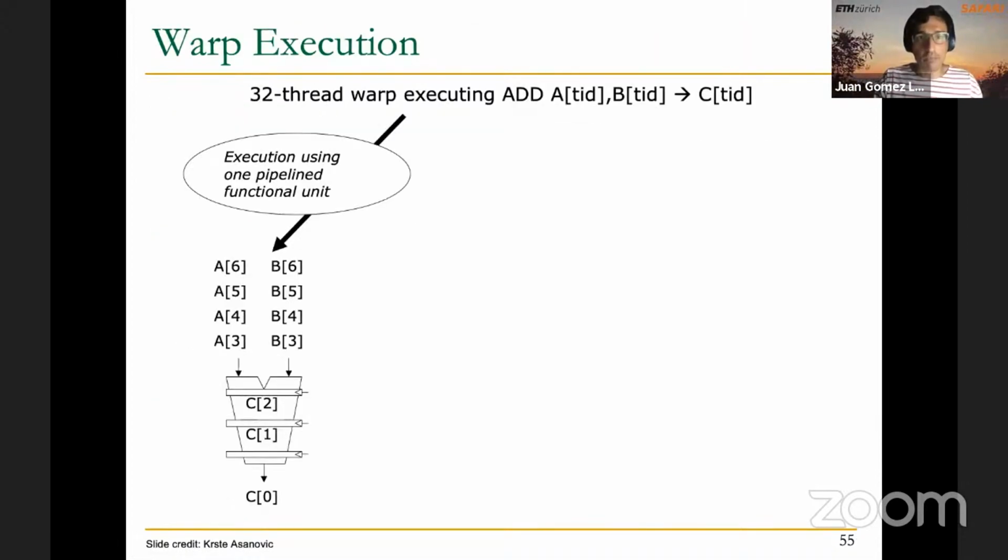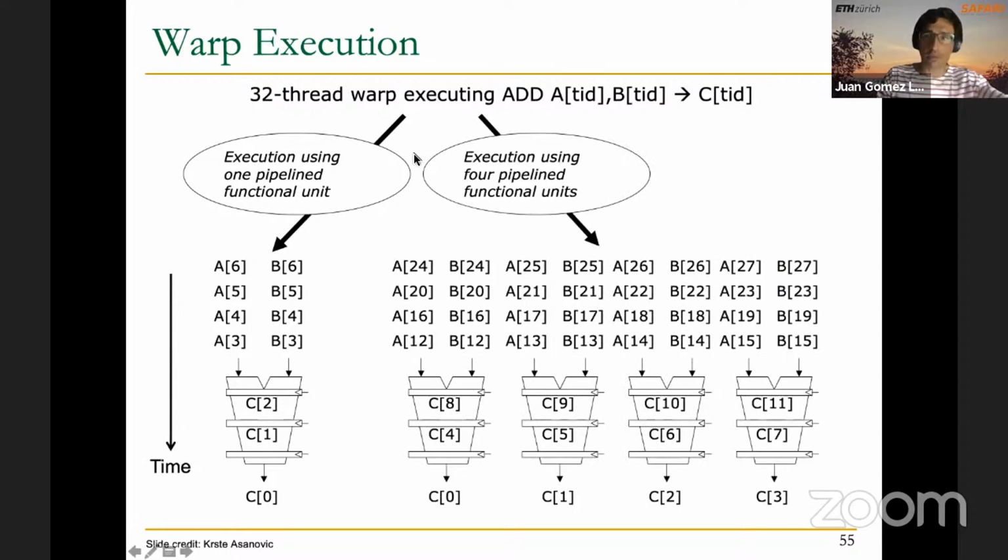So in the simplest example in this slide, we have only one of them. If our warp width is 32, this means that we need 32 cycles to go one by one and start executing in this pipeline processing element or execution unit each of the additions of one element of A, one element of B, and one element of C. Here we are exploiting the parallelism in time, right? So we are pipelining the execution and exploiting the parallelism in that way. We may have more than one, and actually that's the case in real GPUs.